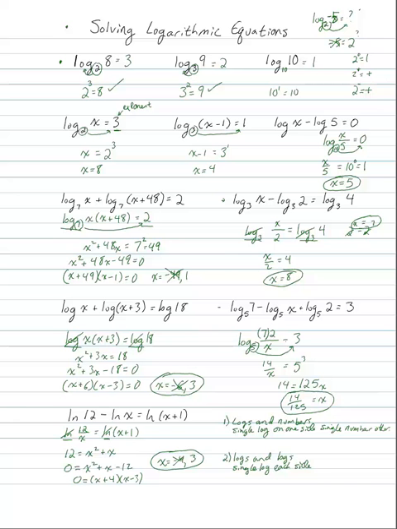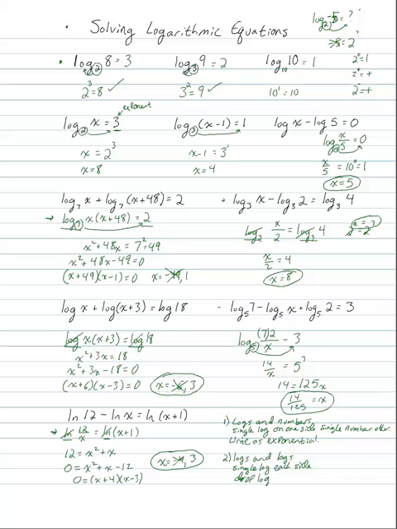So when it was logs and numbers, once we got a single log on one side and a number on the other, that's when we went ahead and popped that number, that 2, up into the exponent. It's called turning it into exponential form. So write as exponential. That drops your log. With logs and logs, once we got a single log on each side, and they were the same log, we could go ahead and just drop the logs.